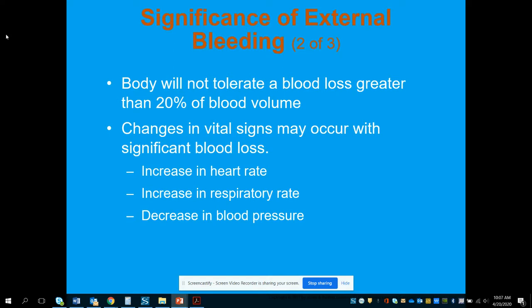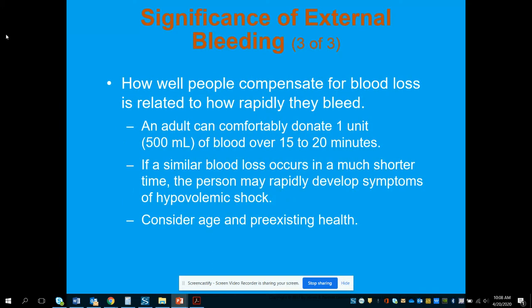The body will not tolerate a blood loss greater than 20% of its volume. And remember that compensation has a lot to do with how quickly the blood was lost. So if the body has time to make these changes, it has time to increase the heart rate, the respiratory rate, and to slowly kind of keep its eye on the blood pressure. Then we've got some time to work with that, and we can compensate for a longer period of time. If that blood loss happens very quickly, then it could be detrimental.